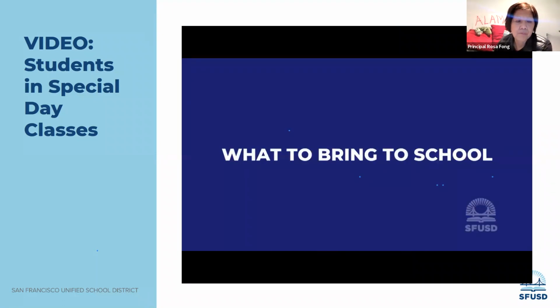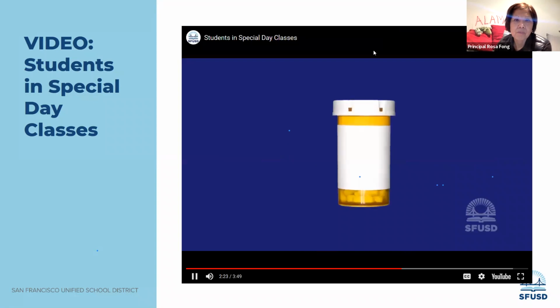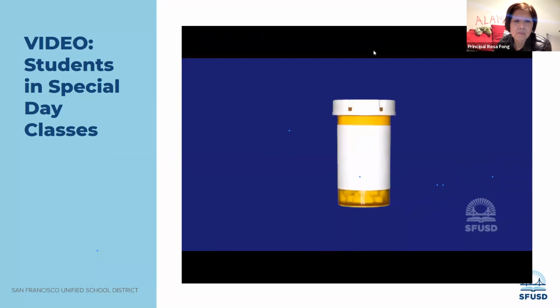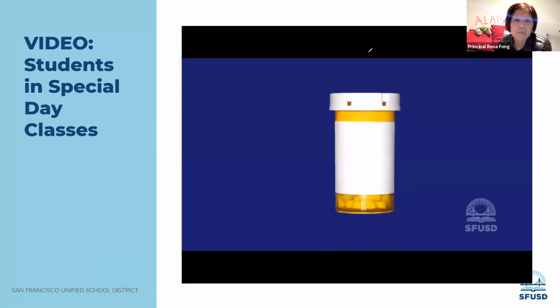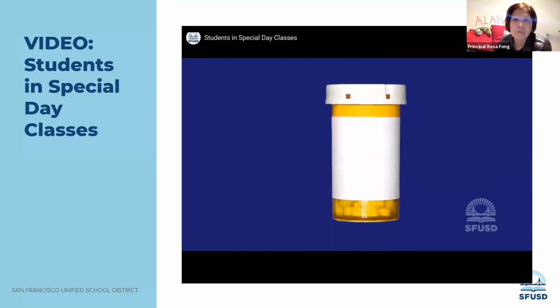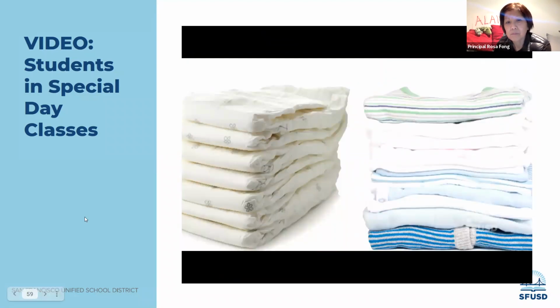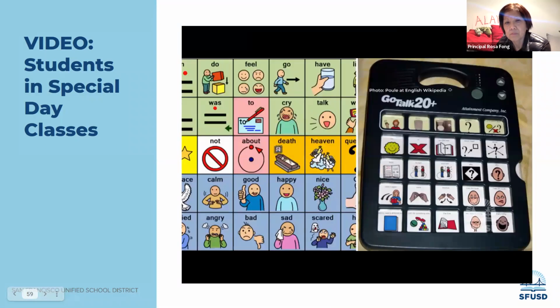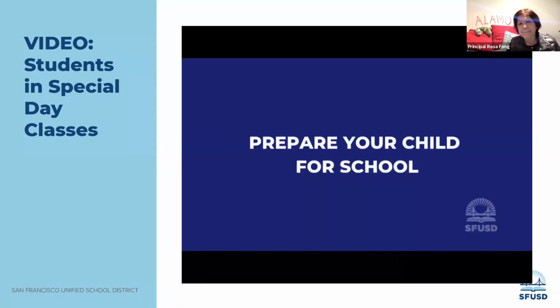Please bring the following items stored in a plastic bag and labeled with your child's name: your child's medication and health action plans. Also, if your child receives nursing services, your school will contact you with more information. Also, an extra change of clothes and diapers. If you have an SFUSD augmentative assistive communication device or assistive technology at home, please bring those back on the first day of school. Prepare your child emotionally and mentally for the first day.